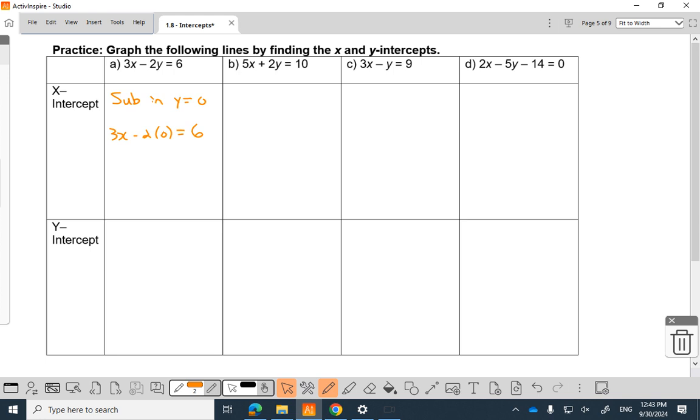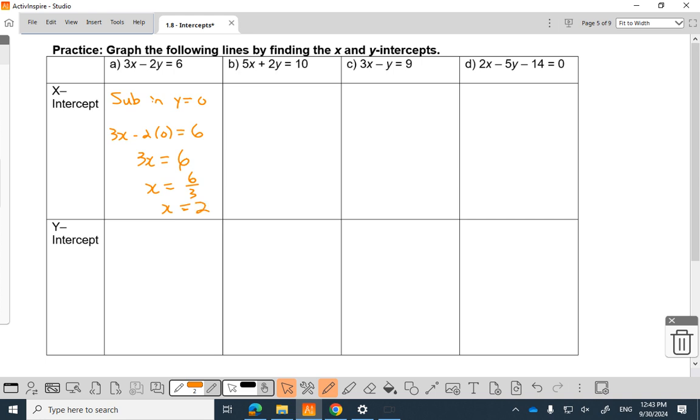Where I see y, I write 0. Why is that so easy? What's 2 times 0? 0. Bang. Equation simplifies nicely. I've only got one more step. What's the opposite of multiplying by 3? Divide by 3. So I just take that 6 and divide by 3. And what's 6 divided by 3? 2.